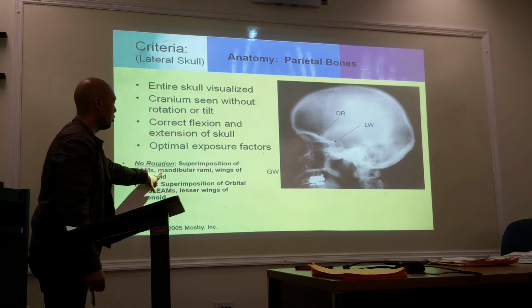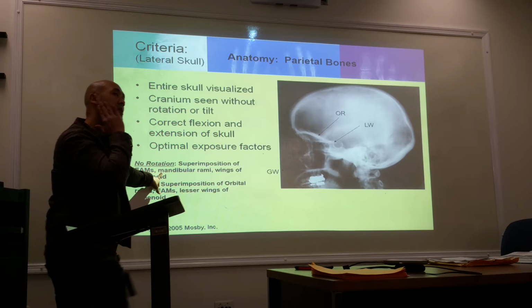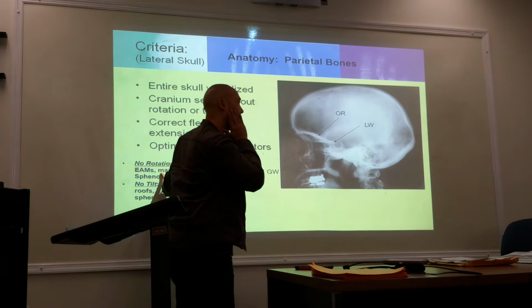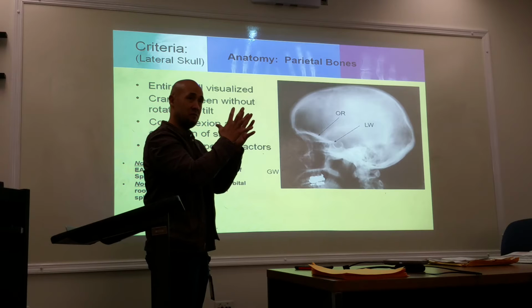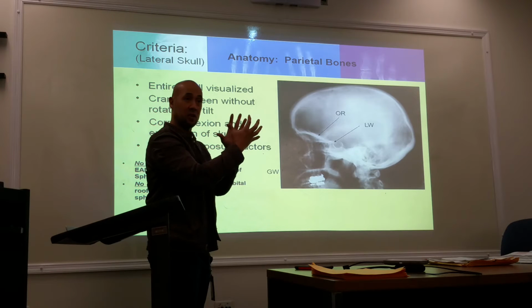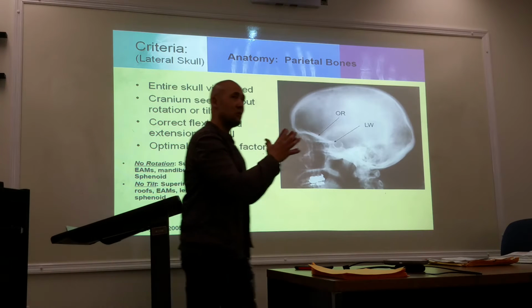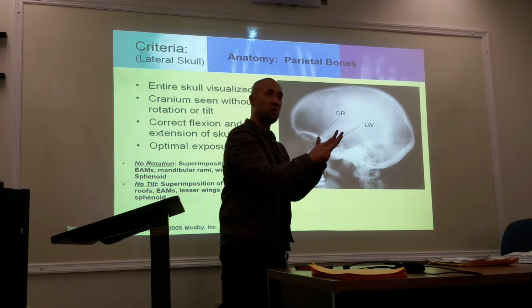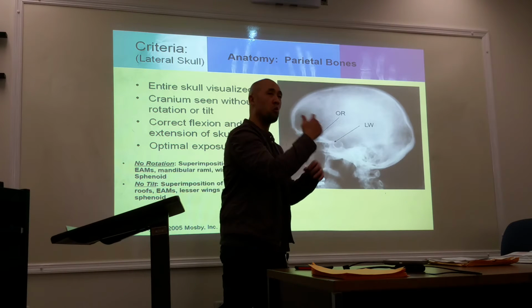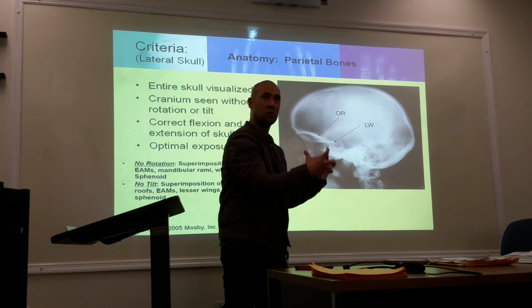One mandibular rami. Okay, this is your rami. So you should only see one set. If there's rotation, it's going to look like there's two. So again, the key here is to assess for over-rotation or over-tilt, you only should see one anatomical structure superimposed over its pair.